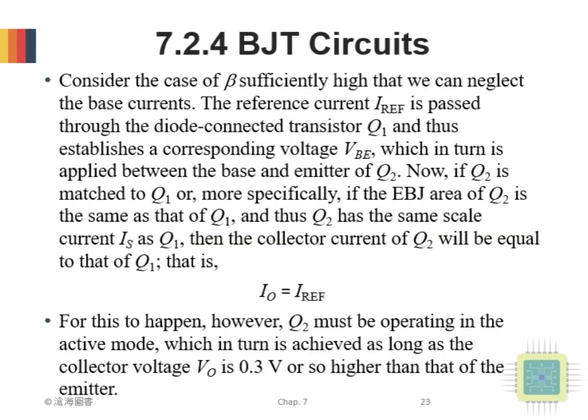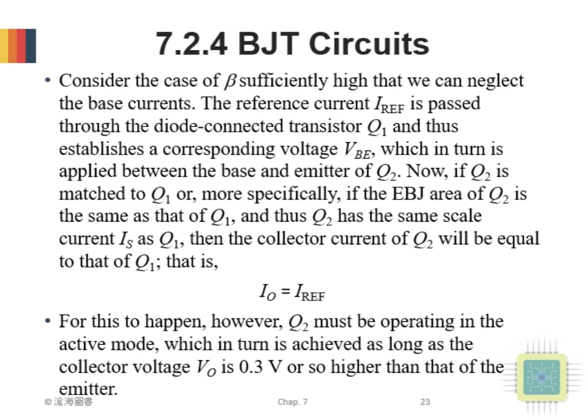Consider the case of beta sufficiently high that we can neglect the base currents. The reference current IREF is passed through the diode-connected transistor Q1 and thus establishes a corresponding voltage VB, which in turn is applied between the base and emitter of Q2. Now, if Q2 is matched to Q1, or more specifically, if the EBJ area of Q2 is the same as that of Q1, and thus Q2 has the same scale current IS as Q1, then the collector current of Q2 will be equal to that of Q1. That is, IO is equal to IREF.